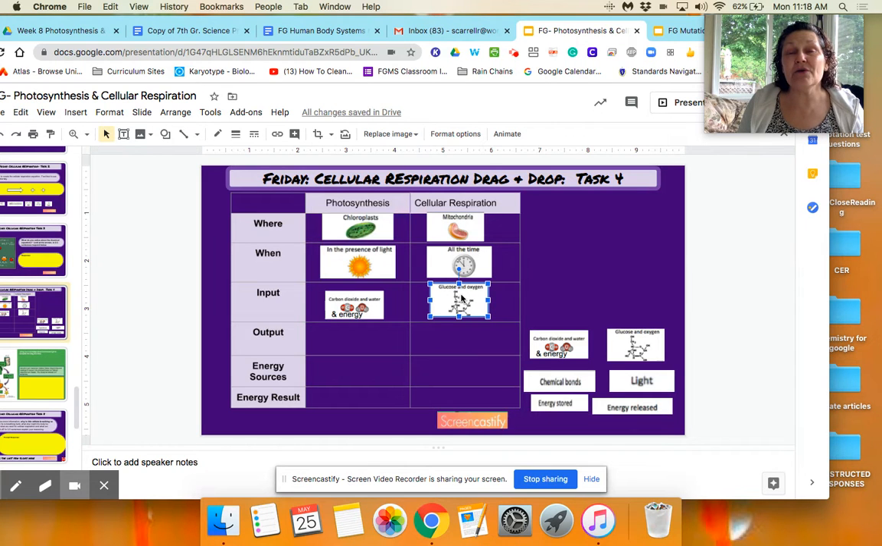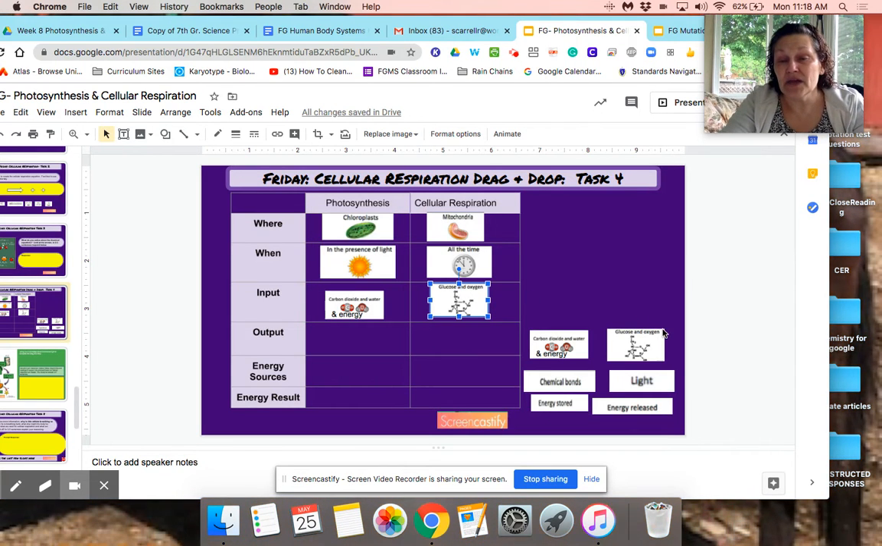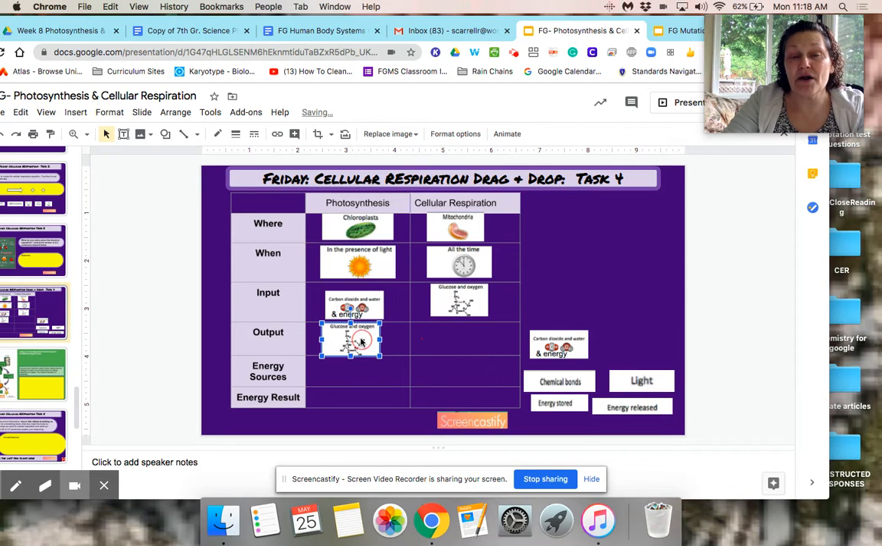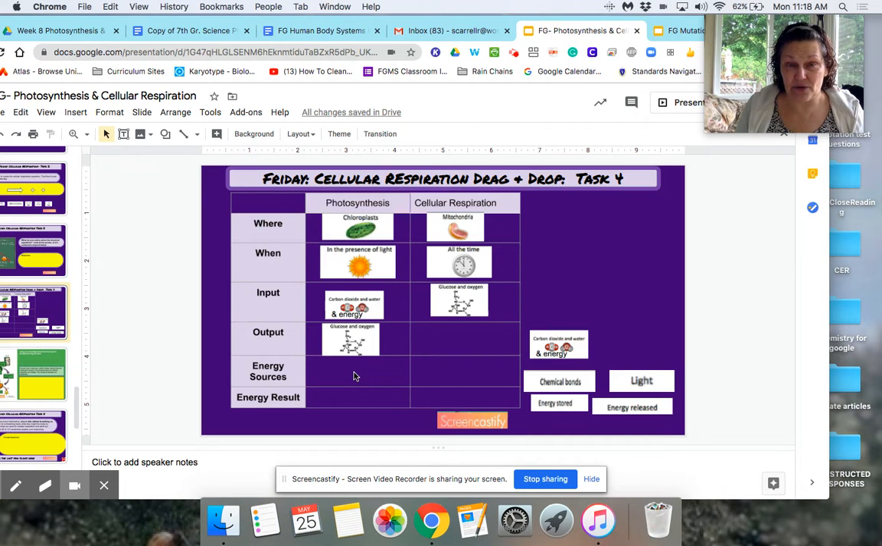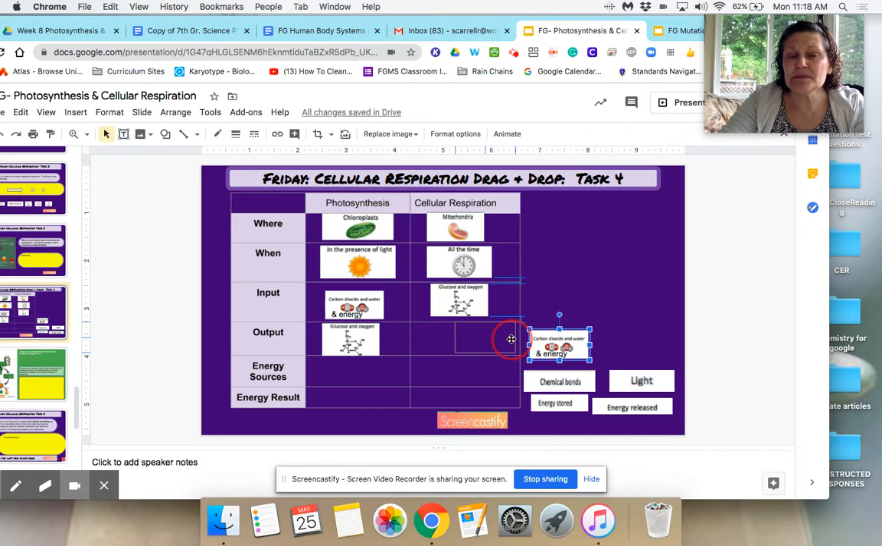Output, what comes out of photosynthesis? Well, glucose gets made and stored as food, right? So that's one of the products that comes out of the equation. And what else comes out of the equation? Well, thank goodness oxygen gas comes out of the equation, right? It's really, really important.